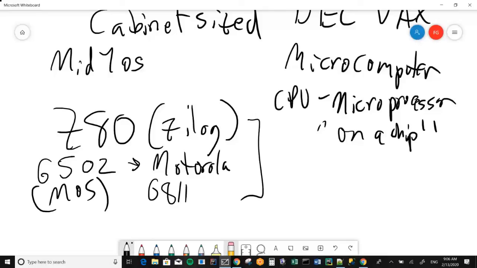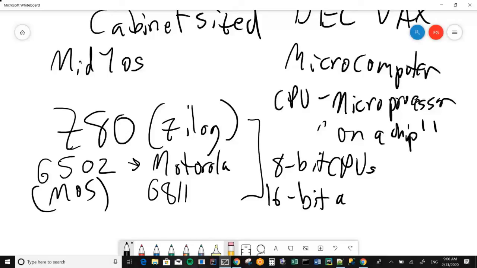All of these in this family were 8-bit CPUs for data, with a 16-bit address bus. So instructions were 8 bits, arithmetic calculations made on board the CPU were 8 bits. But it could address up to 64K of memory. And so, a 16-bit address bus.